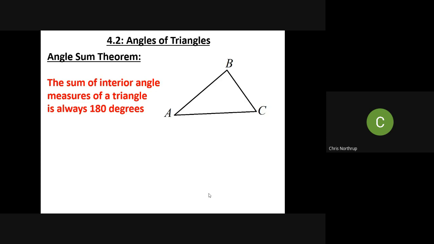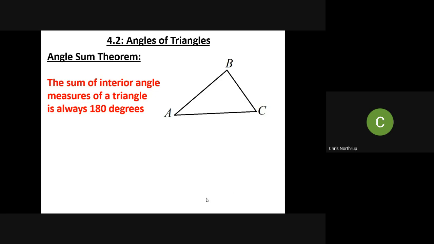It says if you take all the angle measures in a triangle, so the interior angle measures, if you add them together, you are always going to get 180 degrees. No more, no less. This is something we will prove together in class. So the benefit here is if I have two angles in a triangle, if I want to find the third one, I can always do 180 minus those two measures, and that will always get me the third angle.